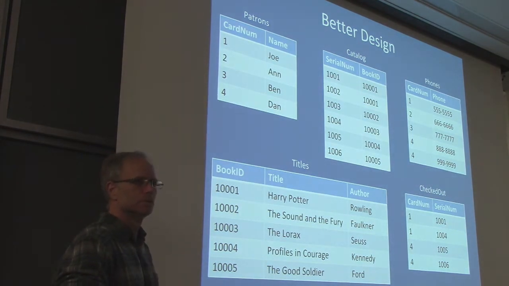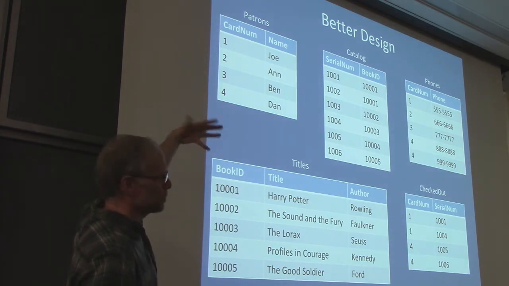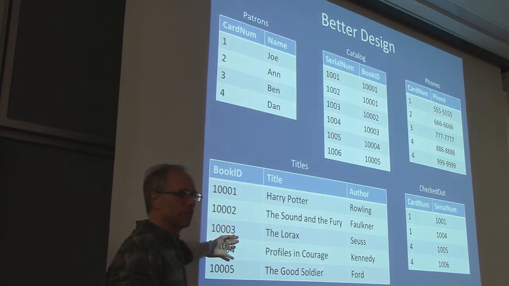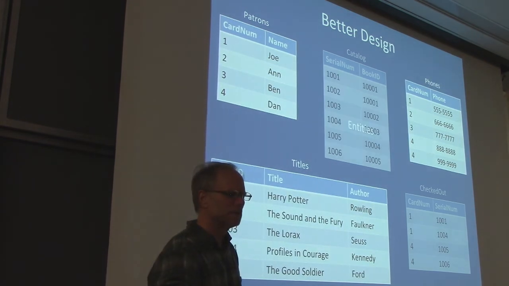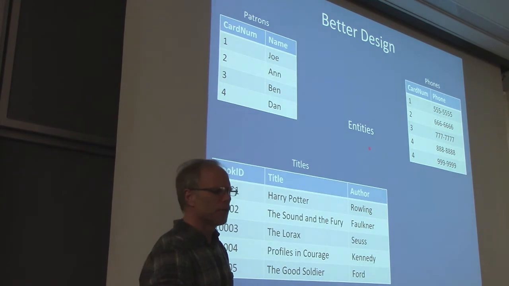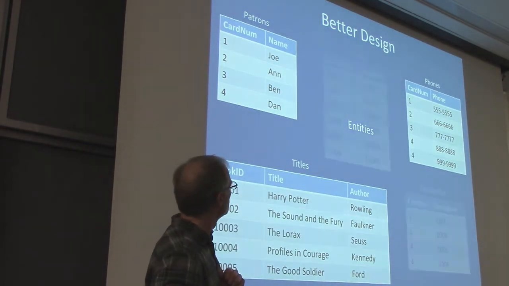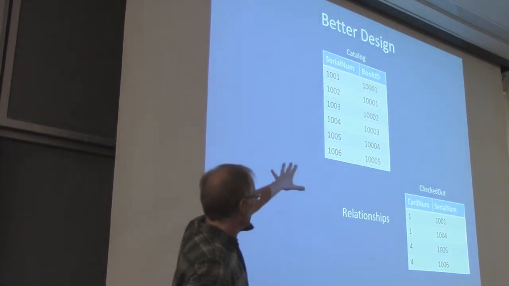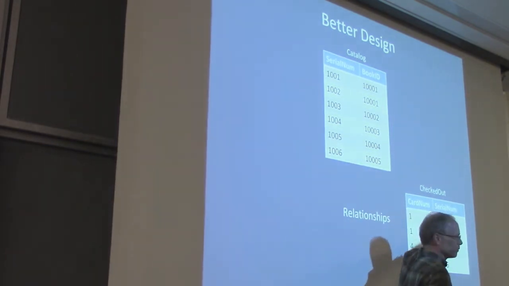Yeah? Patrons and titles. Okay, patrons are things, titles are things, and actually phone numbers are things. So those are our entities. And the other two tables give relationships between the patrons, the phones, and the titles. Actually, between the patrons and the titles. So this has information from one table, information from a different table, and ties them together.